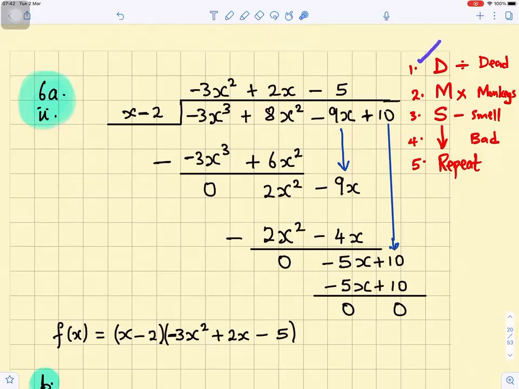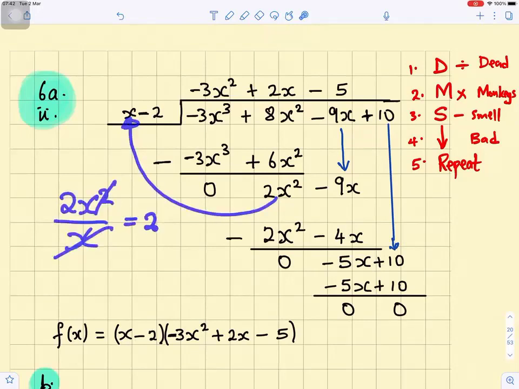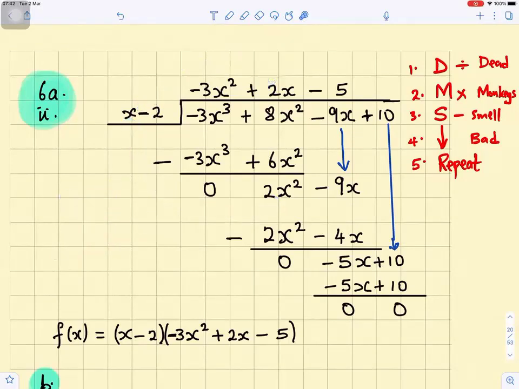Number 1 is divide. 2x squared divided by x. So you write it 2x squared divided by x. One of the x will cancel and you're left with 2x. So the answer will be 2x. You go to number 2. Number 2 is multiply. 2x times x gives you 2x squared. 2x times minus 2 gives you minus 4x.